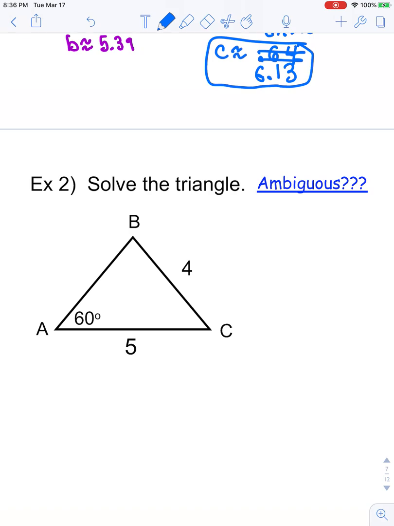Okay, as we look at this next one, is this an ambiguous case? In this case, it is. So when we solve the ambiguous case, different things may happen at times. For example, we have two sides in this case. However, we only have one angle, which means that we're not going to be able to start out with knowing the other angles by subtracting from 180.